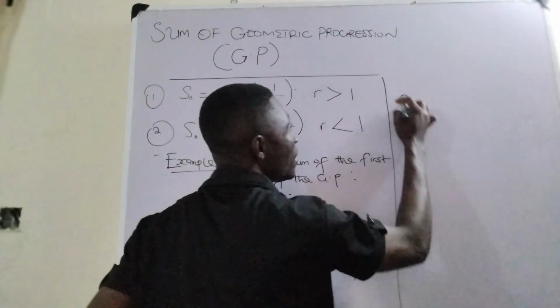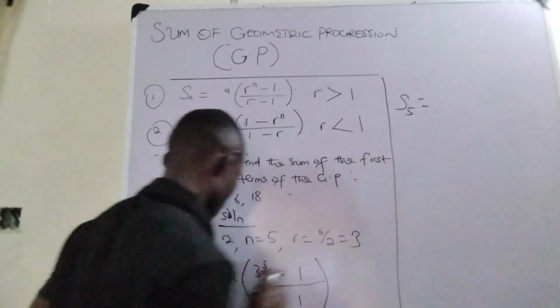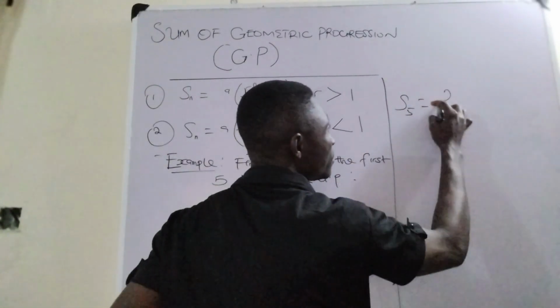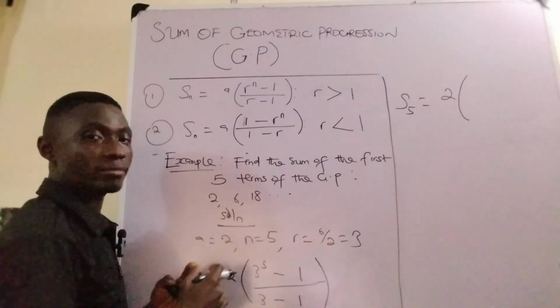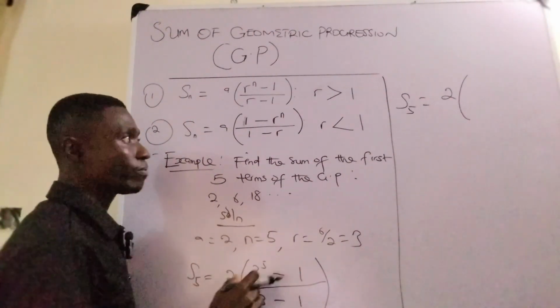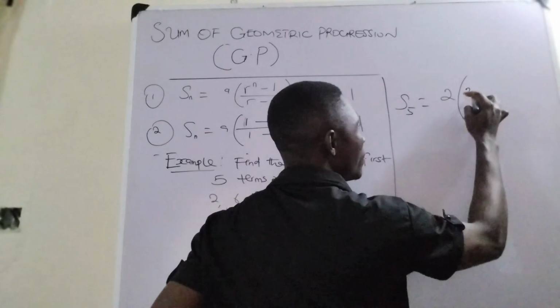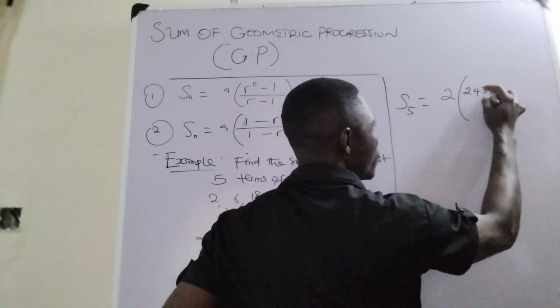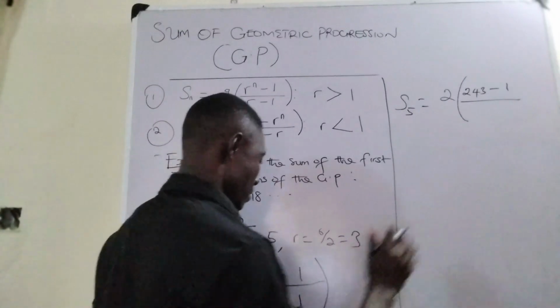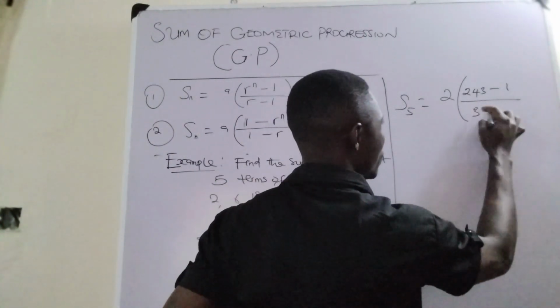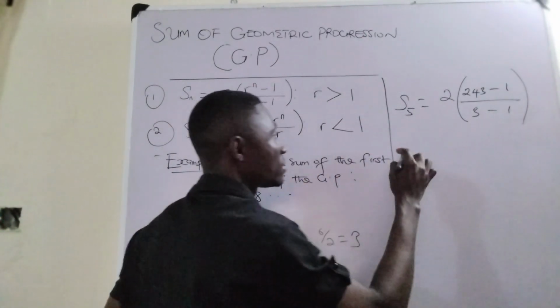Let's see what that will give us. Well, S5 will be given as 2 outside. And what's 3 to the power of 5? It means 3 times 3 times 3 times 3 in 5 places, and I can confirm that will give us 243, minus 1 all over 3 minus 1. So let's leave it that way for now.